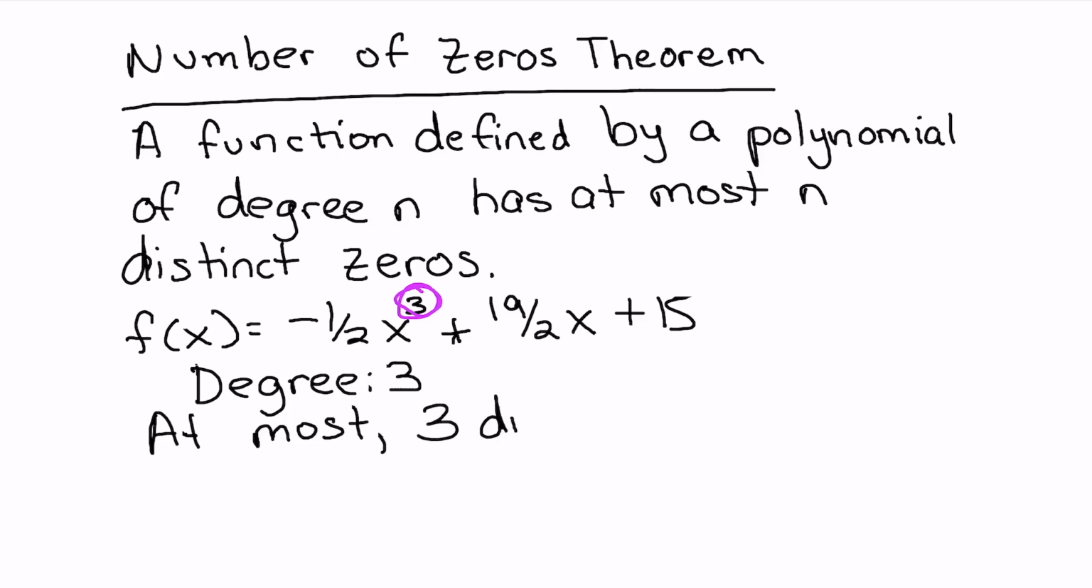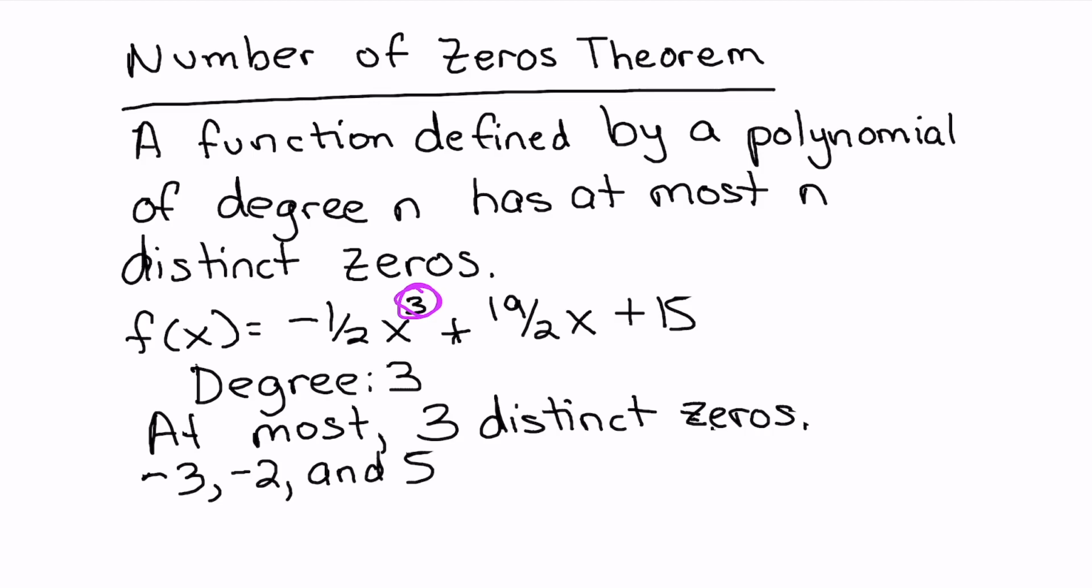It could have 1 or 2, but that's the most. It can't have more than 3 as far as distinct zeros. And in this case, the zeros are negative 3, negative 2, and 5 for this particular example.